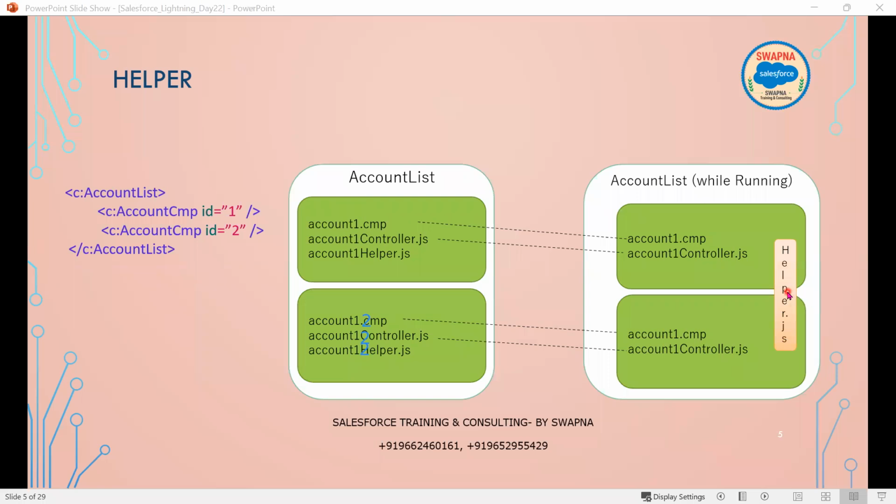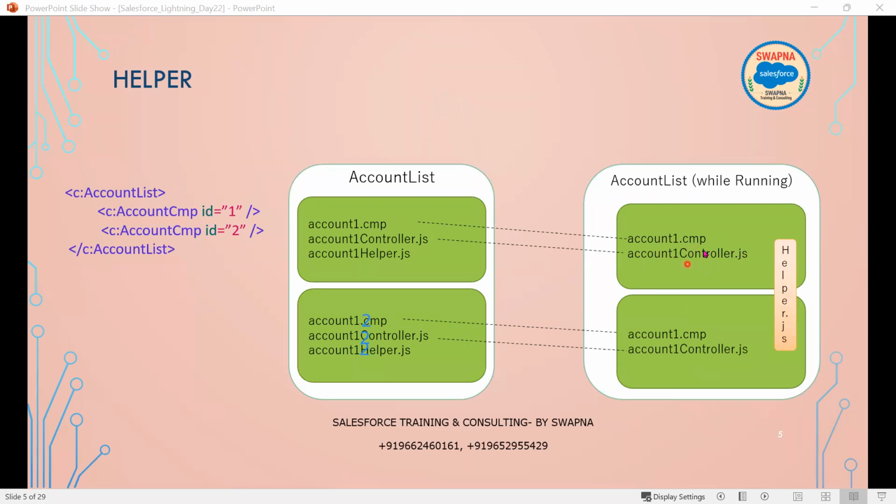That's the reason in real time we write the business logic in the helper. Most of the members are writing the business logic in the helper JavaScript. Fine, we can write it, there is no restriction that I have to write business logic only here and not there. You can write business logic in the controller JS also, as well as in the helper.